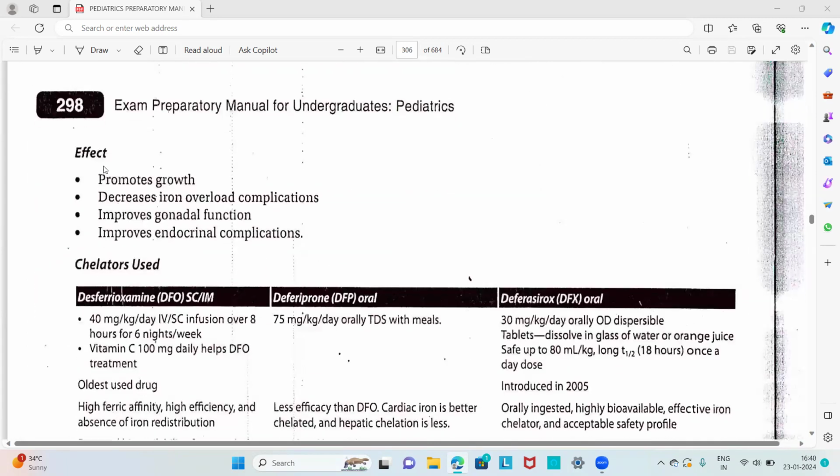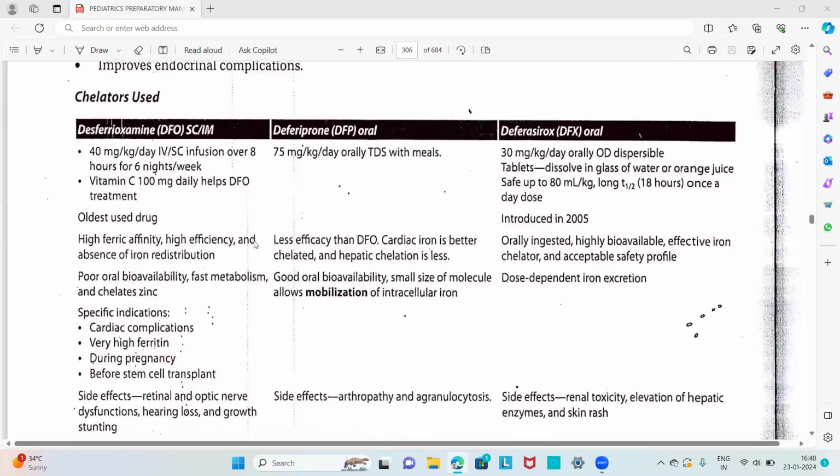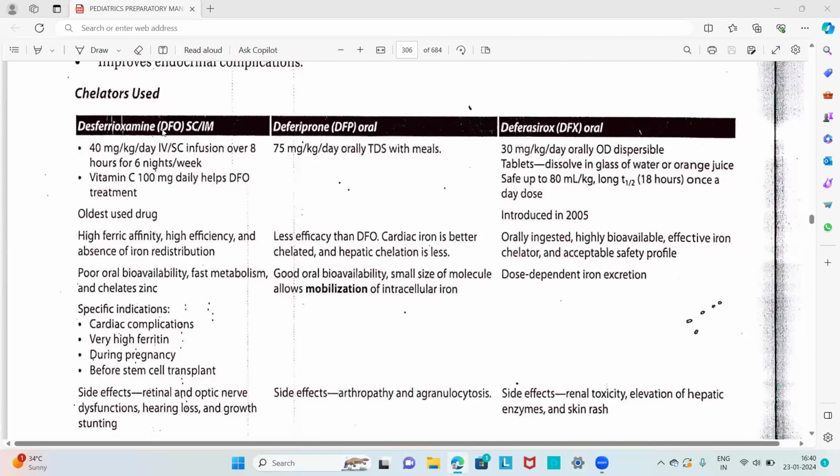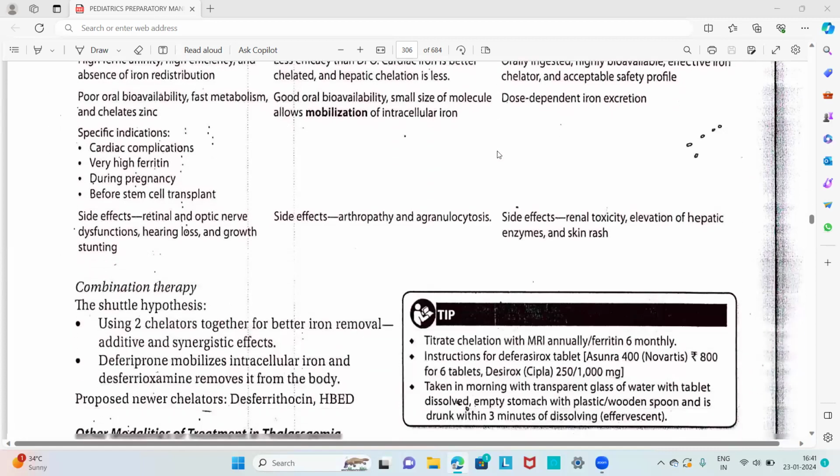The next is what are the effects of the iron chelation. Because of this iron overload, we will have different complications in the case of thalassemia. The effect of iron chelation is to promote growth, decrease the iron overload complications, improve gonadal function, and improve endocrine complications. The chelators used mainly are desferrioxamine, subcutaneous or intramuscular, deferiprone oral, and deferasirox oral. These are the chelators which are most commonly used.